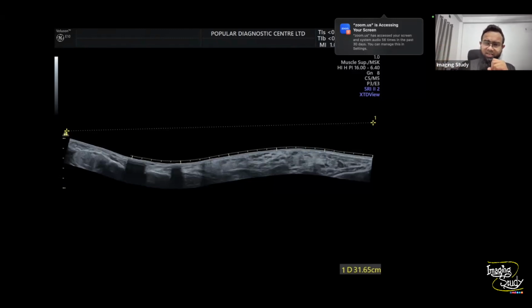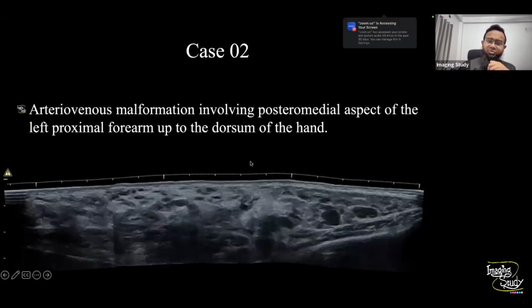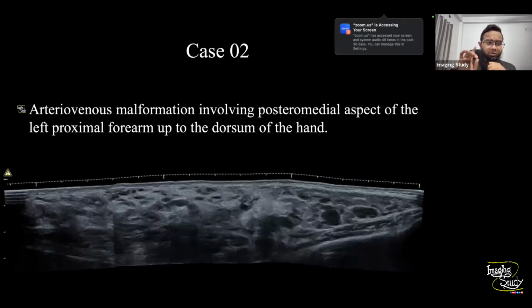So it will be difficult for the clinician to definitely go for a treatment. So this is the arteriovenous malformation involving the posterior medial aspect of the left proximal forearm up to the dorsum of the hand. Make sure whenever you get a history of surgery, you always try to make the diagnosis of an arteriovenous malformation, because it's more commonly associated with surgery. So after surgery, an arteriovenous malformation gets very aggressive.